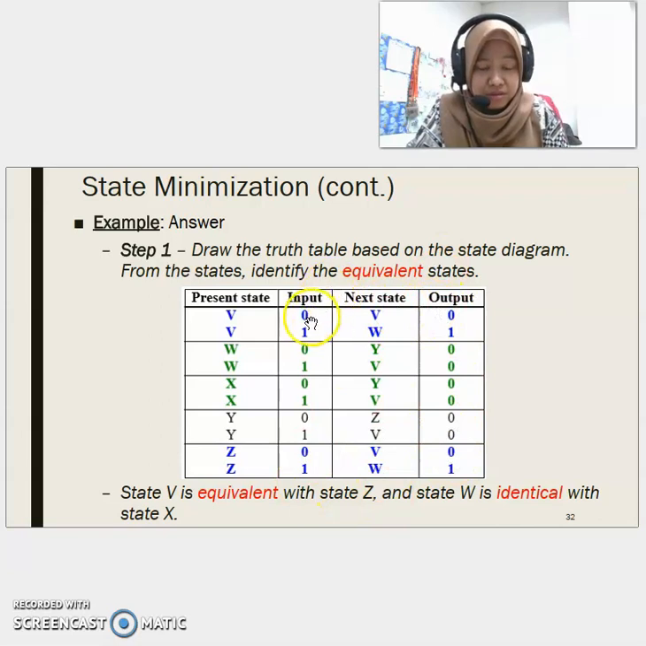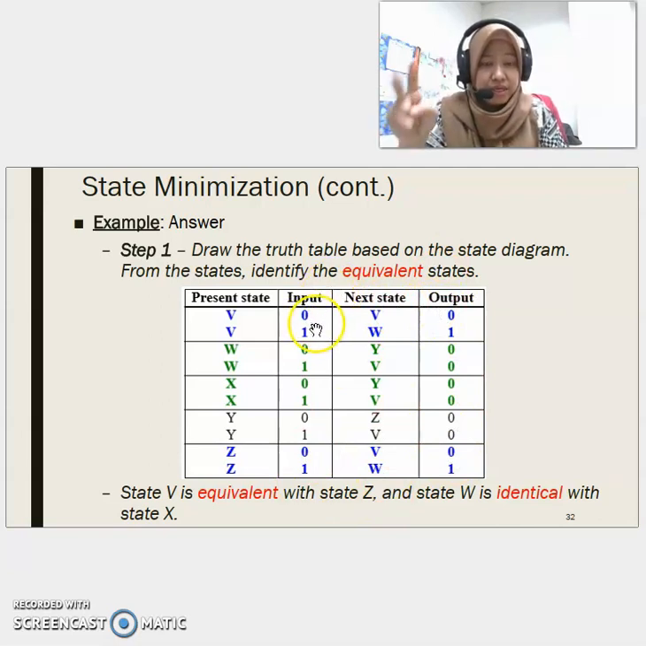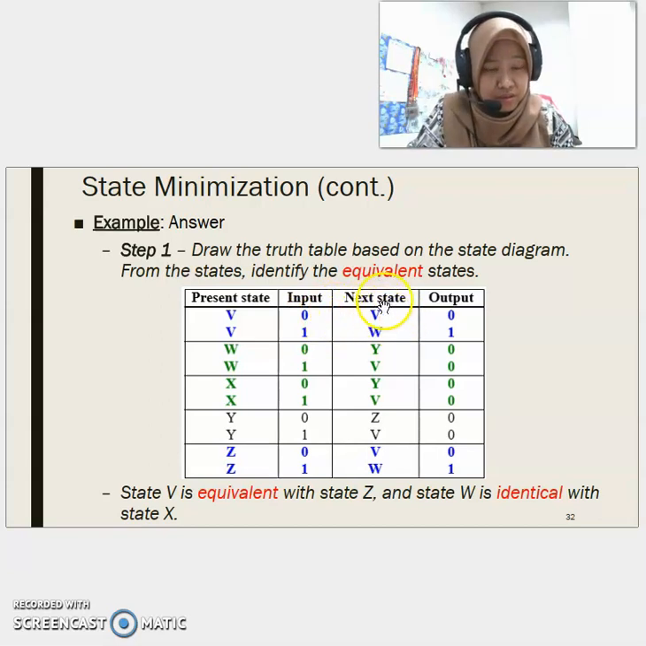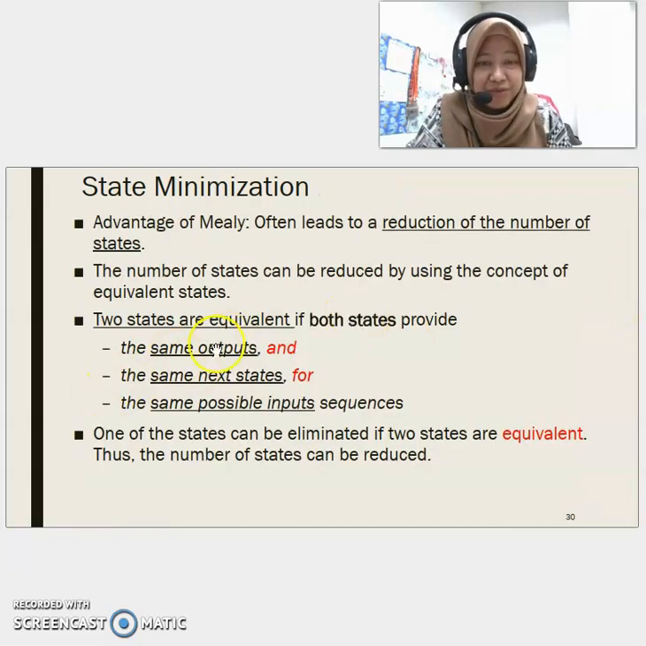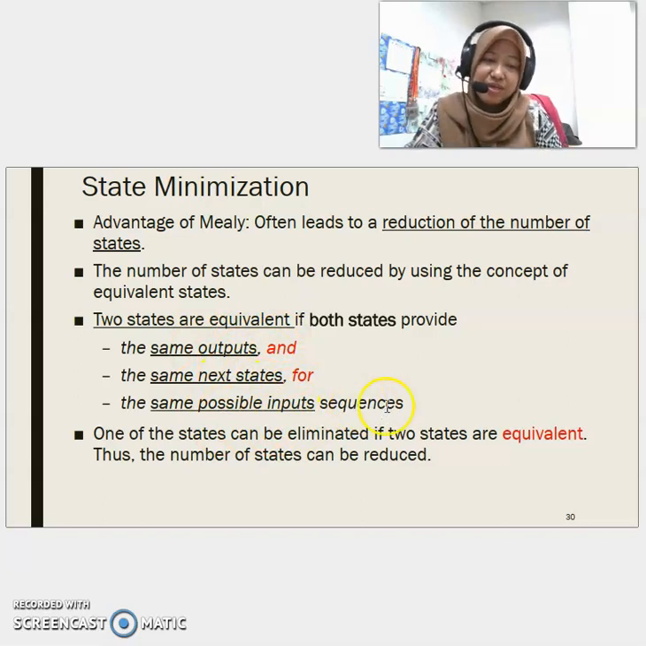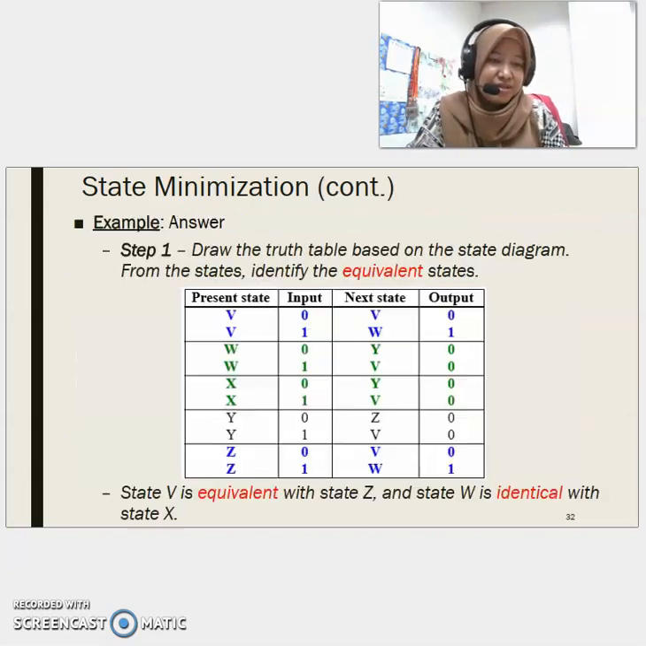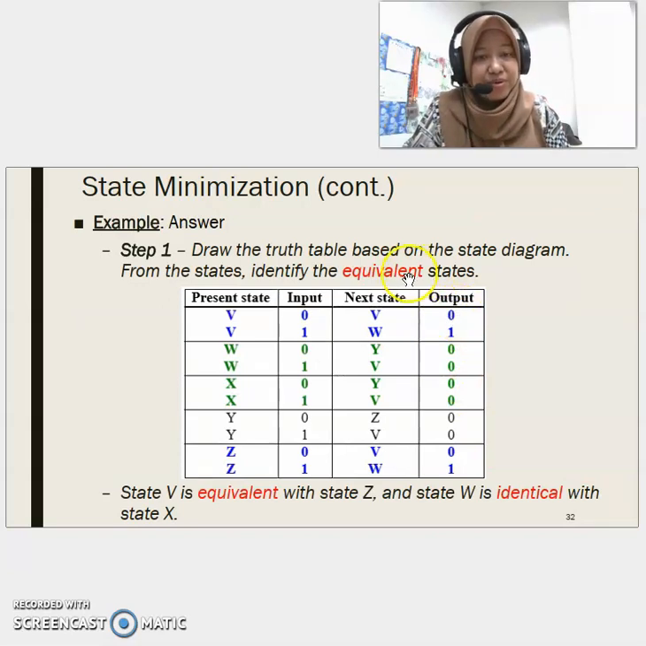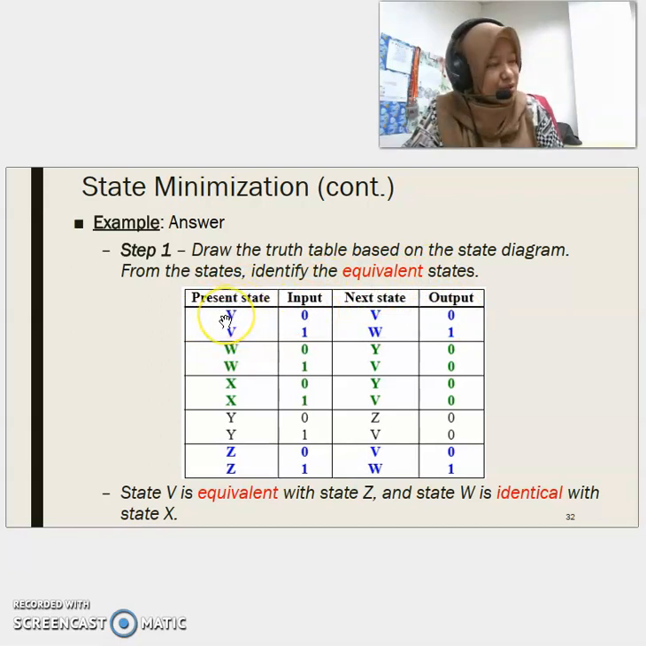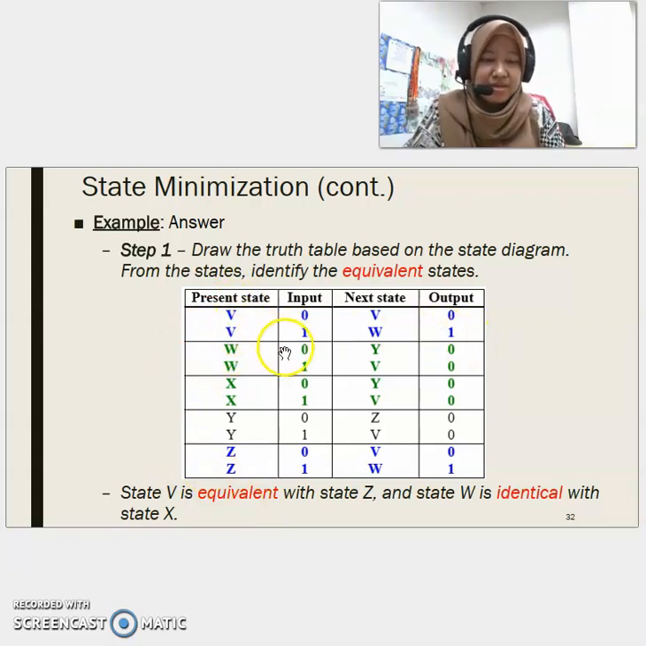Here, we know that two states are equal if, let's recall, they have the same output and the same next state for the same possible input sequence. So same output, same next state, and same input for that state. A state is called equivalent if it has the same properties, so we have to compare for all possible inputs.